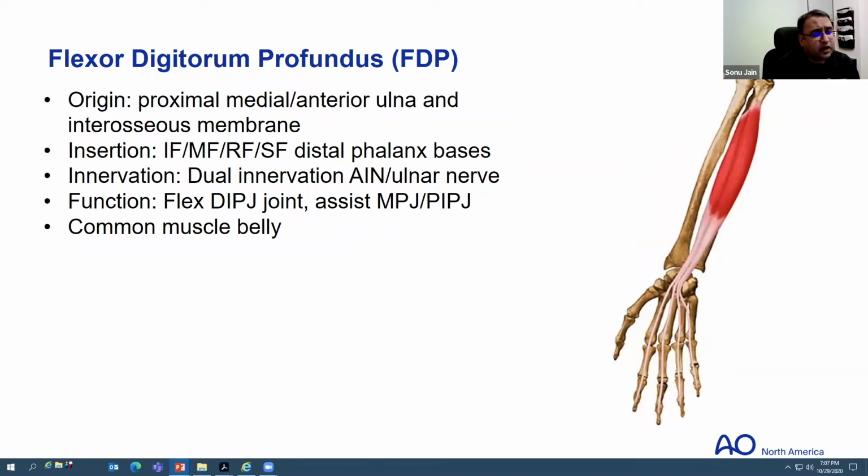So looking at the deeper muscle and tendons, which is your profundus, the origin for this is the proximal, medial, anterior ulna, and the interosseous membrane. This set of tendons inserts onto the finger distal phalangeal bases, and it has dual innervation from both the ulnar nerve for the ulnar tendons and the AIN from the median nerve on the more radial tendons. And this flexes primarily the DIP joint, but also assists with MP joint and PIP joint flexion as well. And this, in contrast to your superficialis, has a common muscle belly.